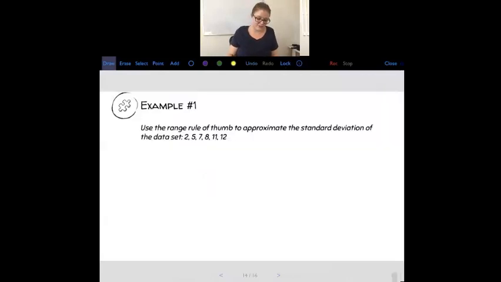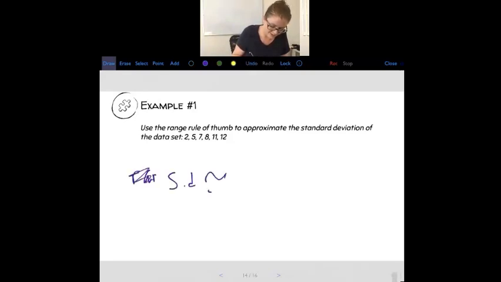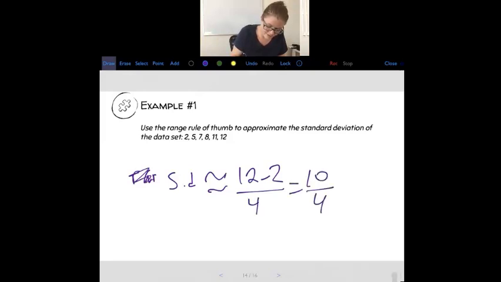So if we apply this rule to the data set that we used for standard deviation, our standard deviation is approximately equal to 12 minus 2, which is the range, the highest minus the lowest, and divide that by 4, which would give us 10 over 4, which is about 2.5. Okay, so that's how the range rule of thumb is used.